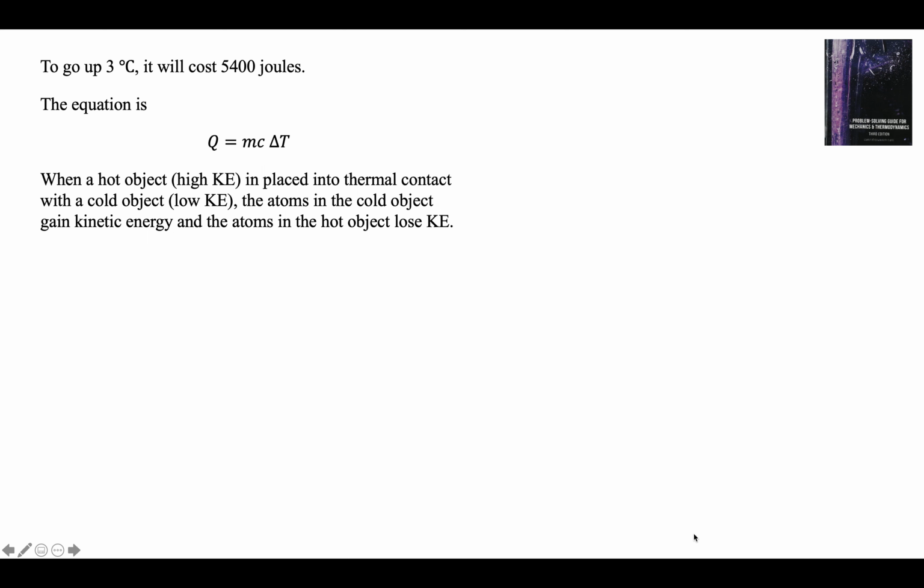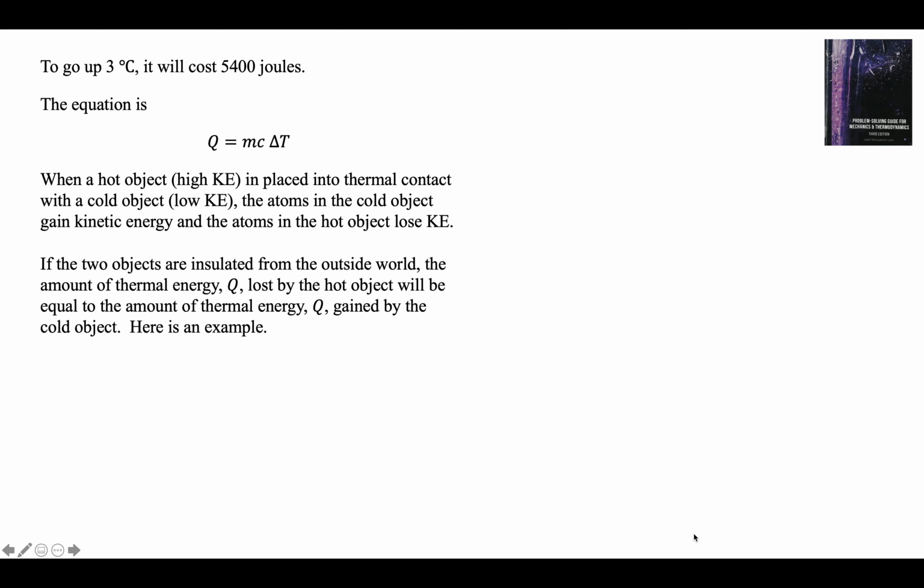So when a hot object, high kinetic energy, think, is placed into thermal contact with a cold object, the atoms in the cold object gain kinetic energy. The cold object gets hotter, and the atoms in the hot object lose kinetic energy. It cools off. So this is really conservation of energy. This is another application of the conservation of energy. If we insulate two objects from the outside world, the amount of thermal energy lost by the hot object is equal to the amount of thermal energy gained by the cold object.